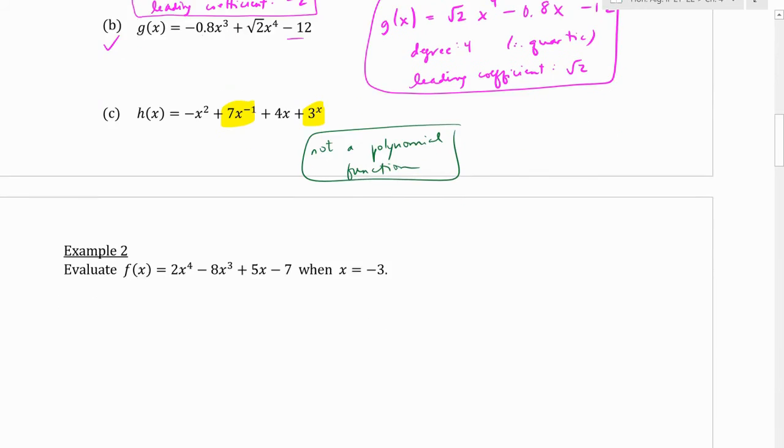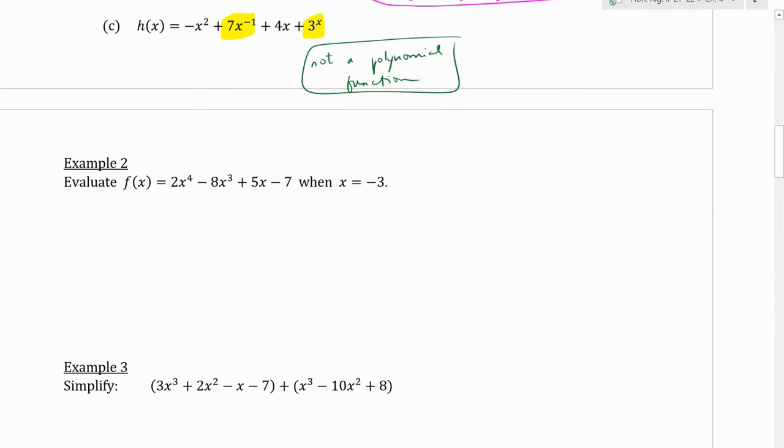Okay. All right. Next one, evaluate f of x when x is negative 3. So that's basically just asking you to figure out what f of negative 3 is. So twice the negative 3 to the 4th, minus 8 times the negative 3 cubed, plus 5 times the negative 3, minus 7.